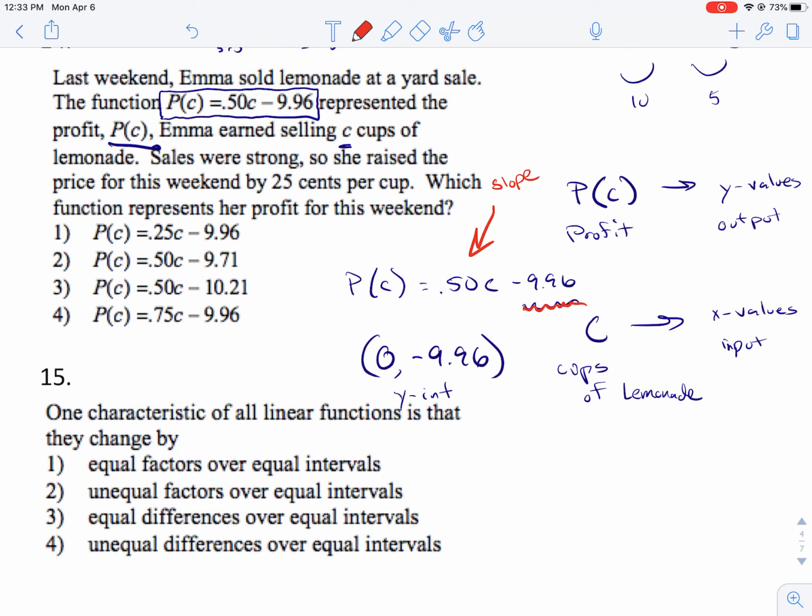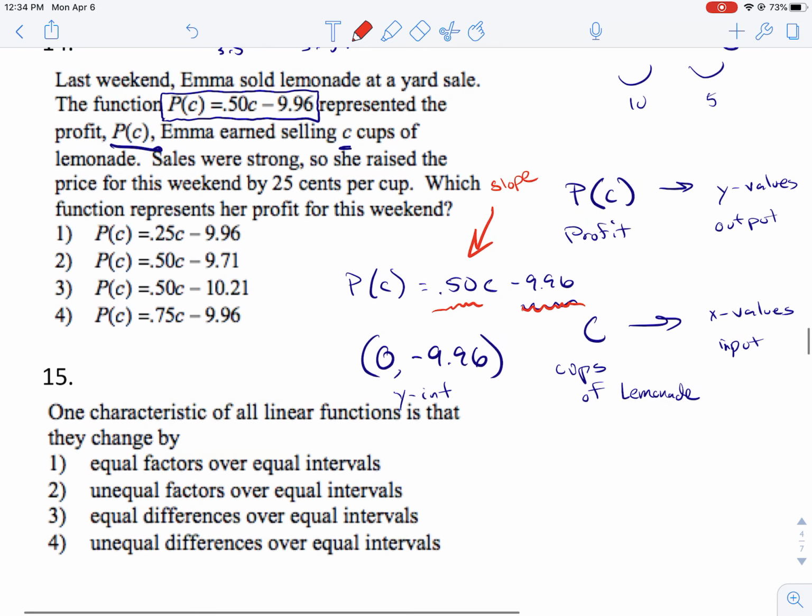Okay? And so that means this right here is our slope. Okay? And so let's think about what's being multiplied by our slope. Well, it's the amount of cups she sells. Cups of lemonade. Which means this number right here represents how much she's making per cup. So it looks like the price of a cup of lemonade is 50 cents. So price per cup, or our slope, okay, is 50 cents.